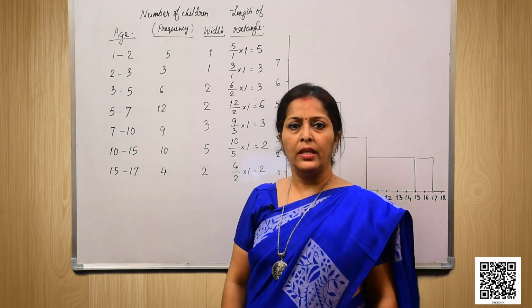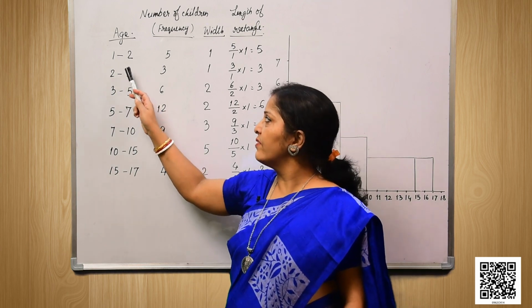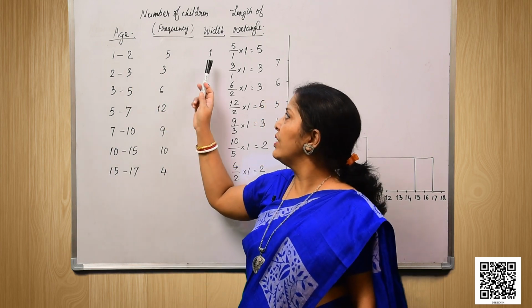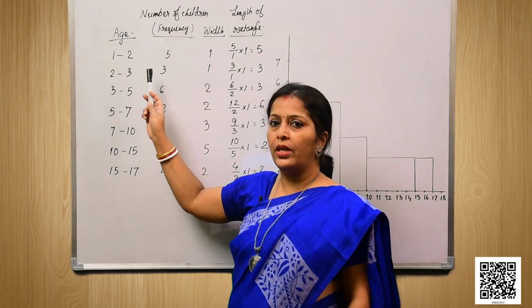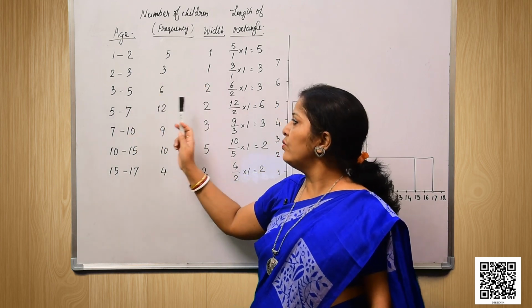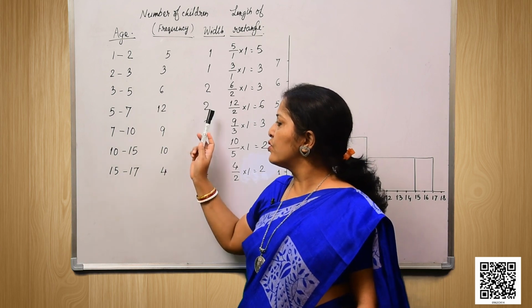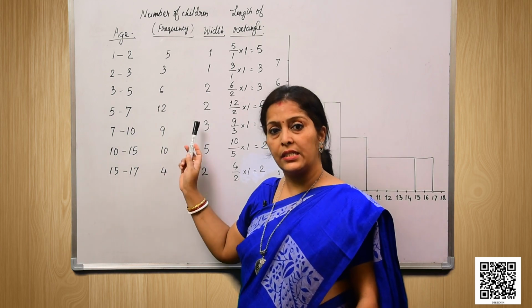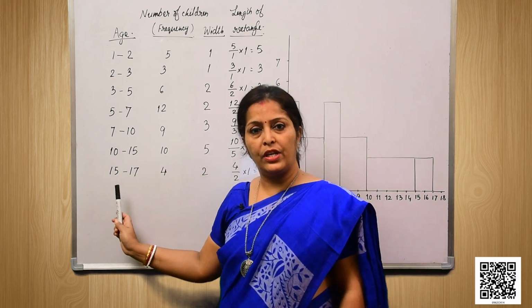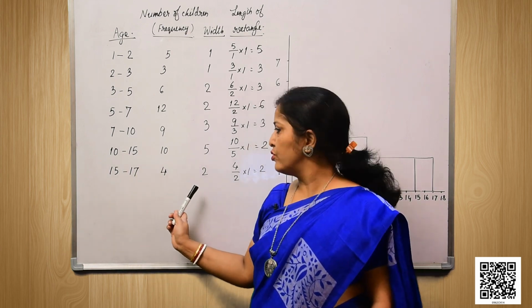But notice one thing, the widths of the class intervals are not the same. Here it is 1 to 2, so the width is 1, 2 to 3 is again 1, then we have 3 to 5, so the width is 2, 5 to 7, width is 2, 7 to 10, it is 3, 10 to 15, it is 5, and again in 15 to 17, we have 2.